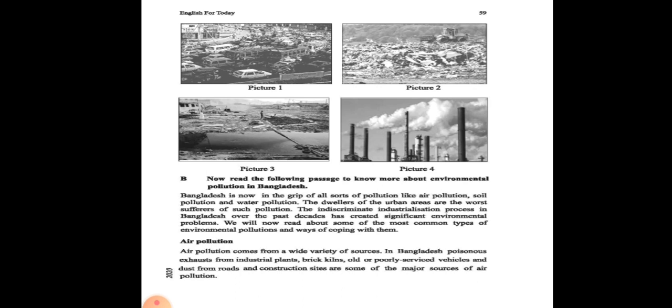So boys, I want to give you some short description about this passage, and you can make a summary or something else. The passage has been written about environmental pollution in Bangladesh. You know, at present, Bangladesh is in the grip of pollution, like air pollution, soil pollution and water pollution. And air pollution comes from a variety of sources, such as industrial plants, brick kilns, vehicles, etc.